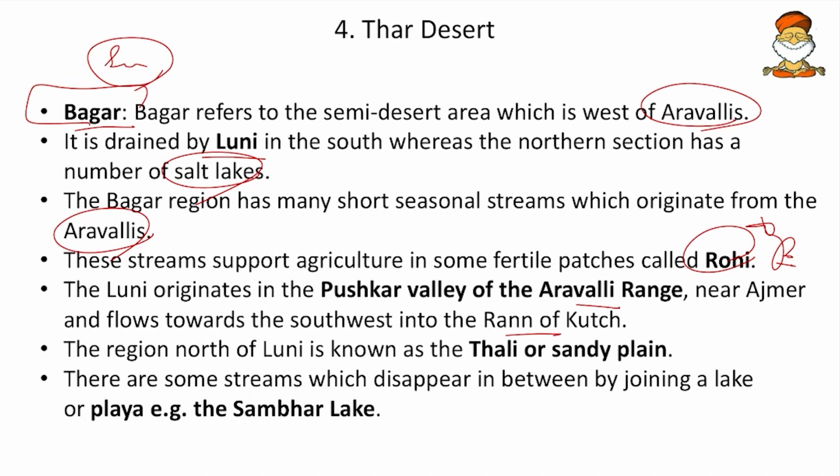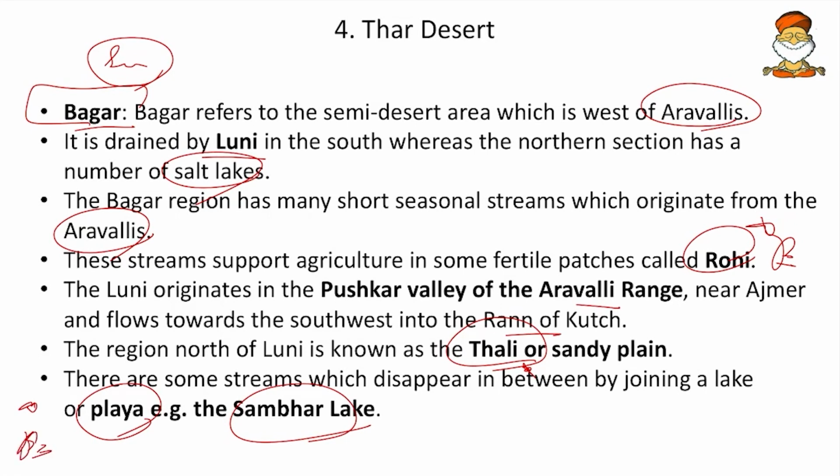Then the region north of Luni is known as Tali or the sandy plain. So very north of Luni, the sandy plain we will get. Then there are some streams which disappear and they join some of the lakes like the Sambar lake, or that is also called the Playa basin. Playa basin means the salt lakes.